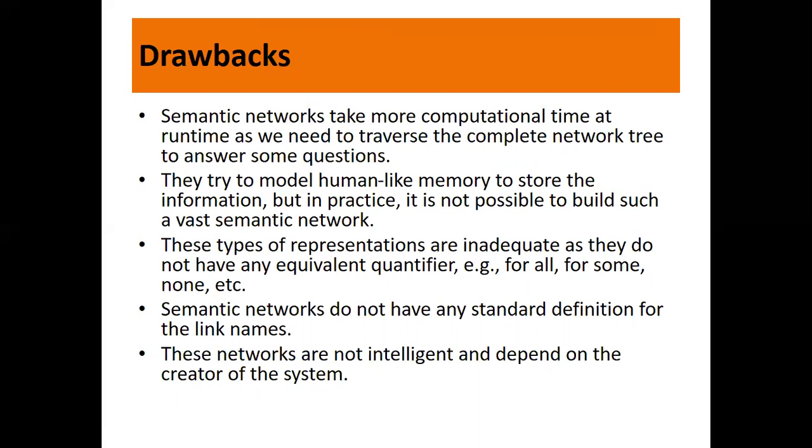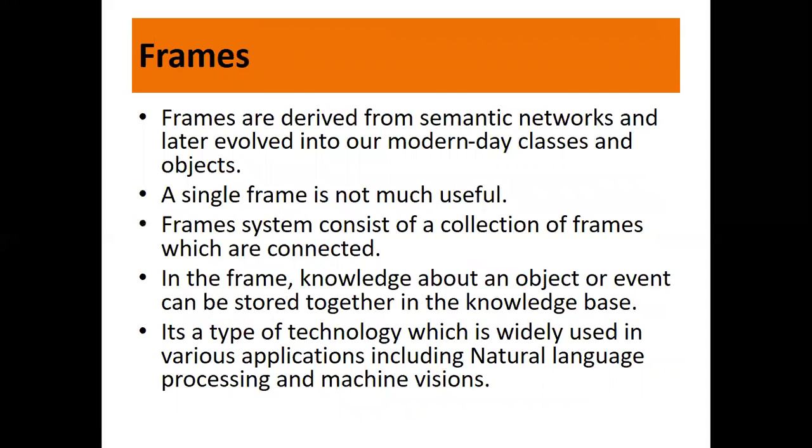The quantifiers, right? Semantic networks do not have any standard definition for the link names. Link names can be anything. We just show two relationships, right? But it can be anything. There's no standard definition as such. Now, these networks are not intelligent and depend on the creator of the system. No new knowledge can be created using these networks. Okay, so now let us look at another way of knowledge representation, that is frames.